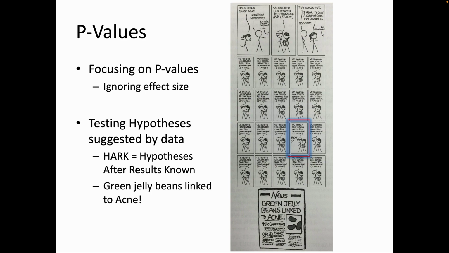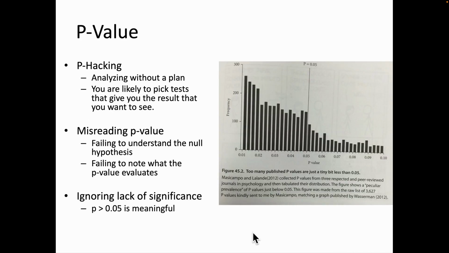In addition, when we're doing logistic regression or linear regression, it's very easy to create a model with more than one influential variable. This controls for the effect of repeated tests and the chances of committing that type 1 error. Then we have this problem, and this is the big one. It's called p-hacking. This is analyzing without a plan and picking the tests that give you the results you want to see.